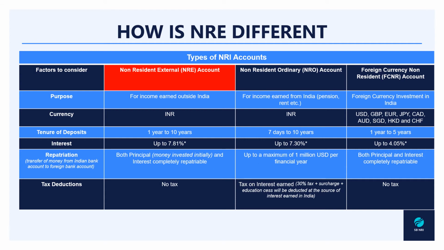Now talking about the final factor to consider, which is the tax deductions. For both NRE and FCNR, there is no tax deducted. You have to pay no tax to the Indian government for the funds lying in your NRE and FCNR account and the interest that you earn on it. But when we talk about the NRO account, there is a tax on interest, which is taxed at 30% along with surcharge and education cess, and it is deducted at the source of interest earned in India. The common logic behind this is that the purpose of this account is to hold the funds that are generated in India. So you are liable to pay taxes. That is why this tax is deducted at source.